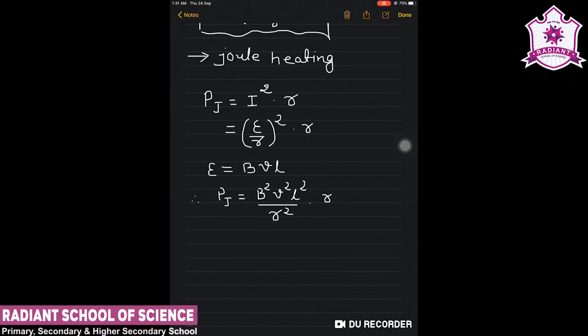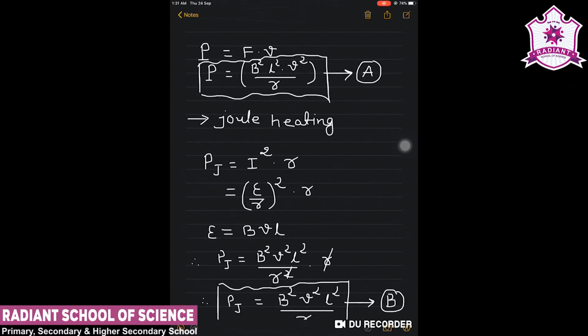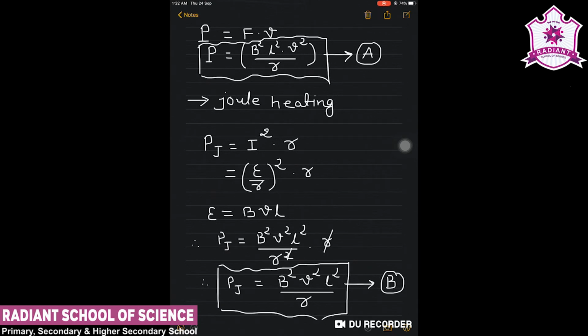Here we can cancel out one R term, and therefore the Joule heating, or the power due to Joule heating, is B square V square L square over R. And this is interesting to see that if we give it the name equation B, then our equation A and B come out to be equal. You can see over here that our equation A and equation B are the same thing.